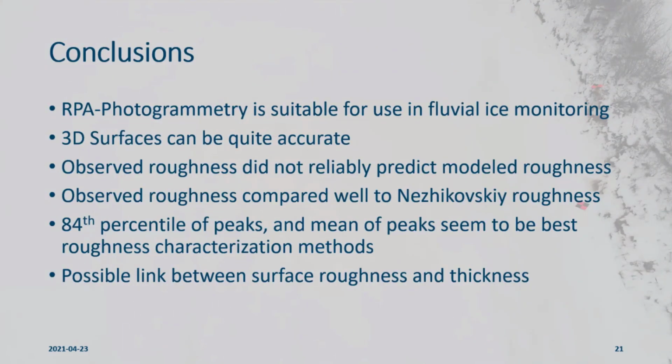So in conclusion, RPA photogrammetry performed well in winter fieldwork on fluvial ice covers. It can produce accurate 3D surfaces of snow and ice. The modeling approach was perhaps not suitable and did not match the observed roughness values, although the observed roughness values compared very well to the Nezhikhovskiy roughness. The 84th percentile and mean peak values seem to perform the best. And there may be evidence for a possible link between surface ice roughness and thickness, as seen here.